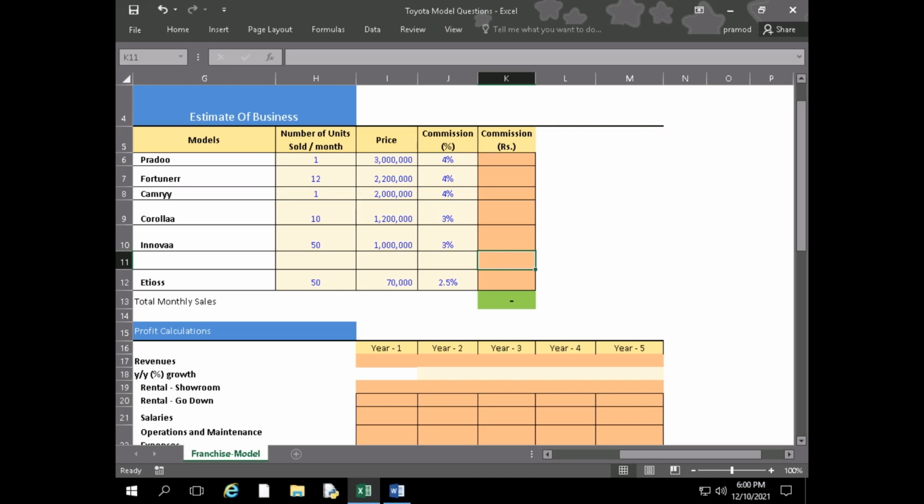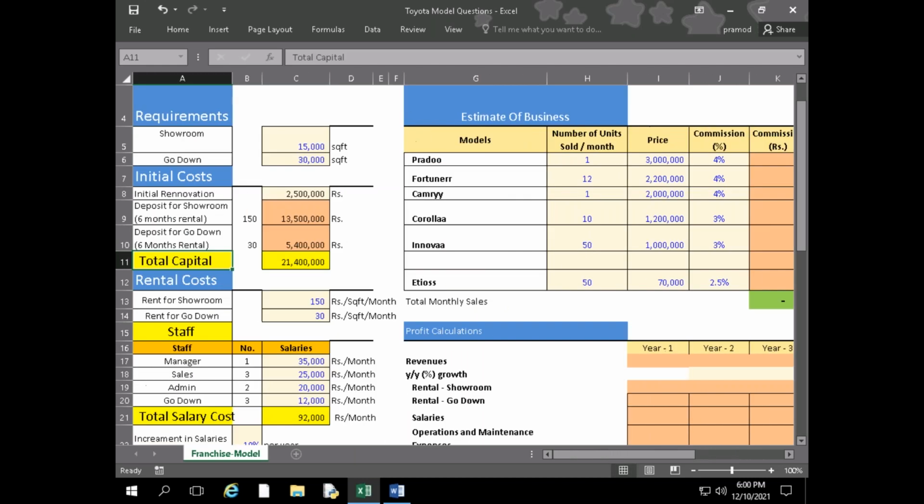Sir, yeah, tell me. Sir, how did you calculate the initial cost, sir? I didn't calculate the initial cost. It's already given. Which one? Initial renovation, right? Or total capital?